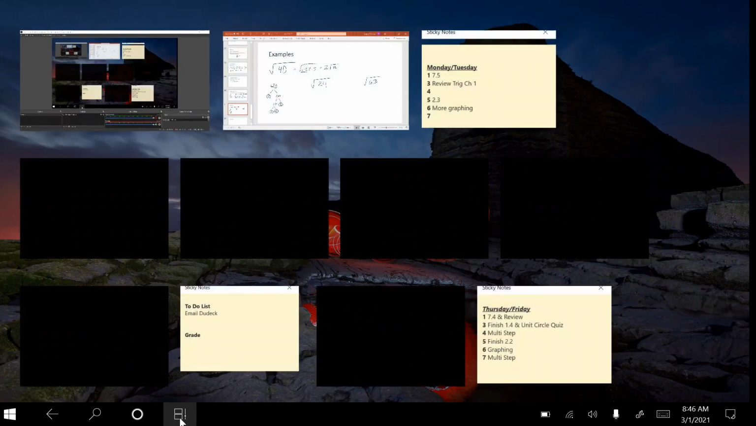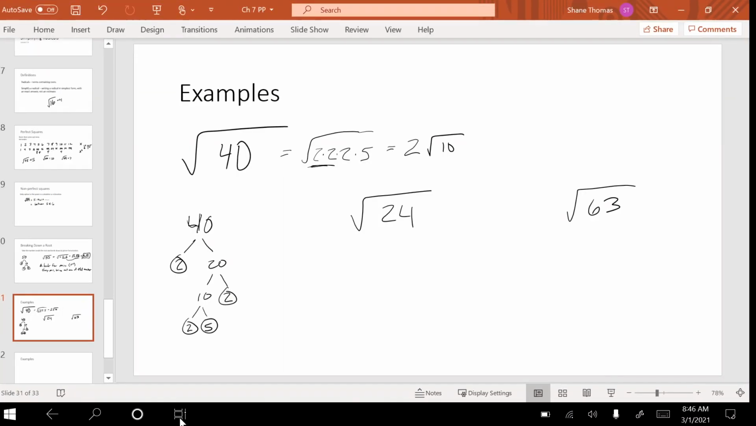All right. So if we look at the first one, 24. Square root of 24 is going to be 2, 2, 2, and 3. Good. I have a pair of 2's. I can take them outside. So 2 root 2 times 3 is 6.